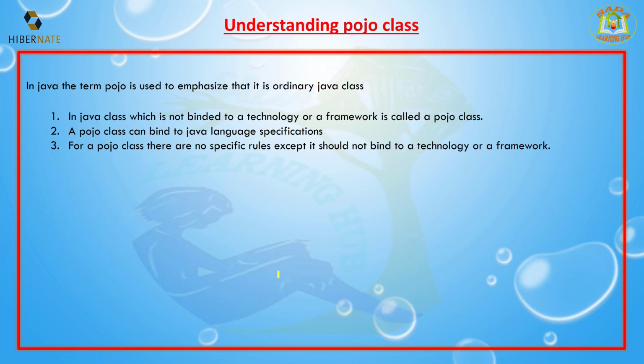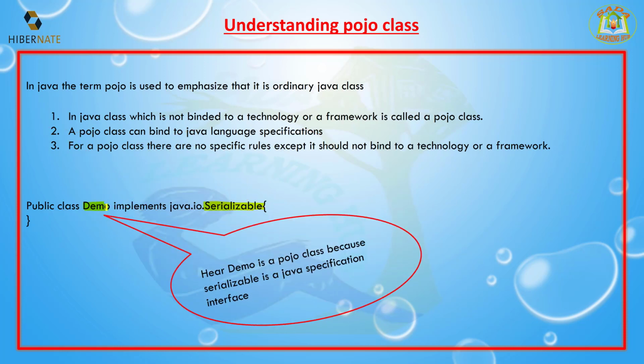Coming to the next example, I'm creating a class called Demo. I'm implementing Serializable. Now, this Demo class is a POJO class. Why? Because the Serializable interface is given by the Java specification. That's why my Demo class is a POJO class.